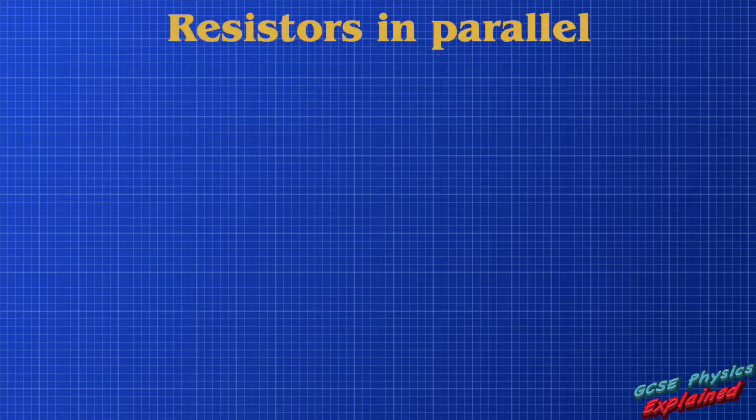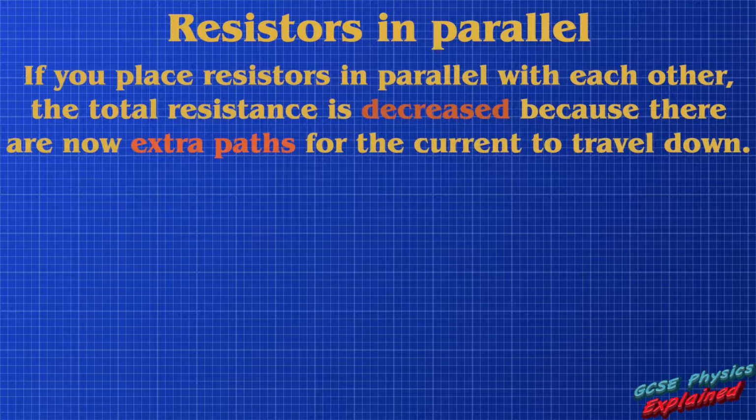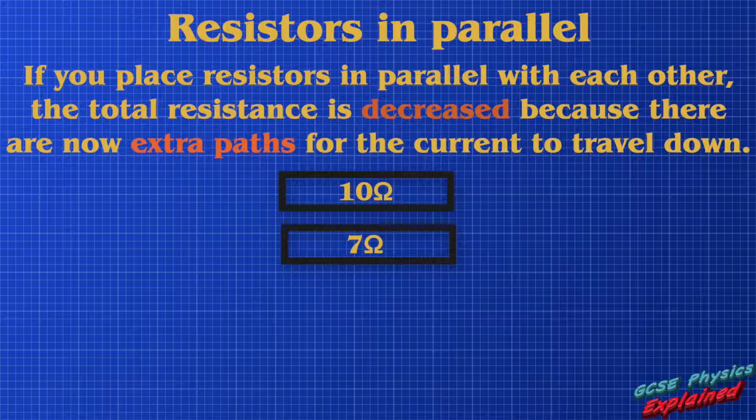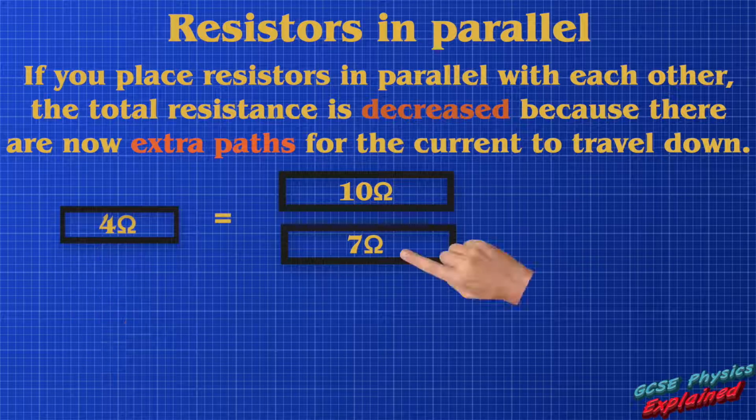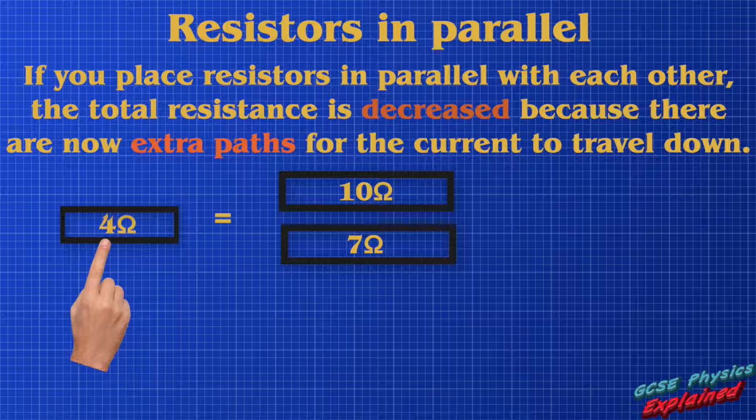Resistors in parallel. If you place resistors in parallel with each other, the total resistance is actually decreased because there are now extra paths for the current to travel down. For example, a 10 ohm resistor and a 7 ohm resistor placed in parallel will have an overall resistance less than the smallest resistor. The total resistance in this case is 4 ohms, but at GCSE level you don't need to calculate the resistance, so I'm not showing you how I did it.